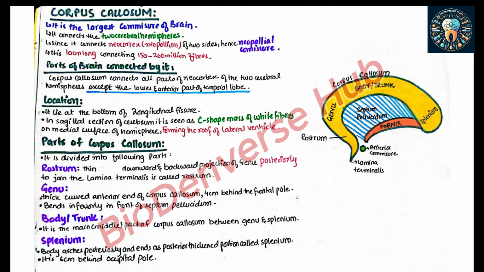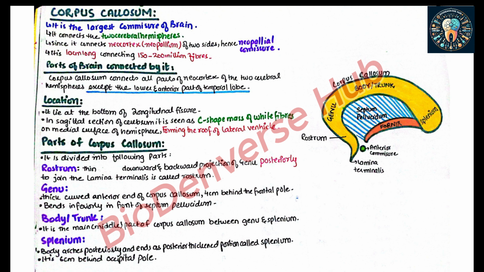Since it connects the neocortex, also known as neopallium, of the two sides, it is also called the neopallial commissure. It is 10 cm long, containing 150 to 200 million fibers. So that was a brief introduction of the corpus callosum. Now we will study the parts of the brain that are connected by it. The corpus callosum connects all the parts of the neocortex of the two cerebral hemispheres except the lower and anterior part of the temporal lobe. A very important point to be noted here.